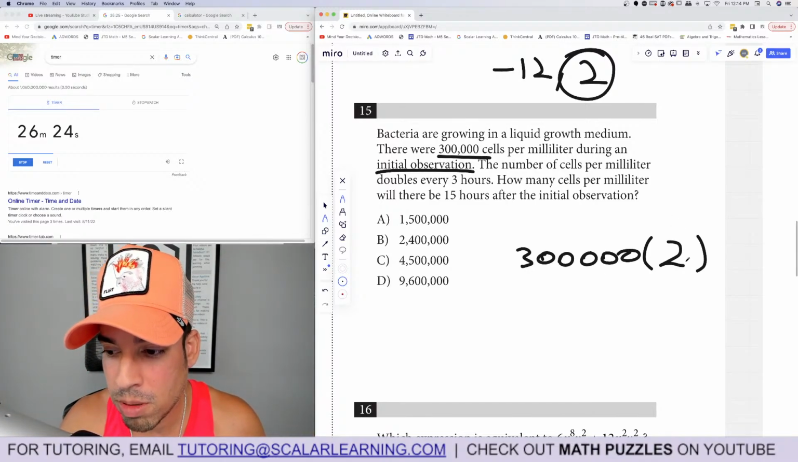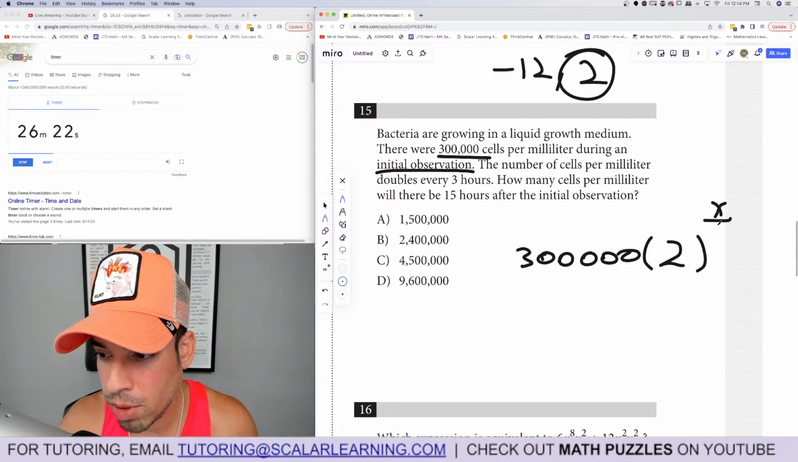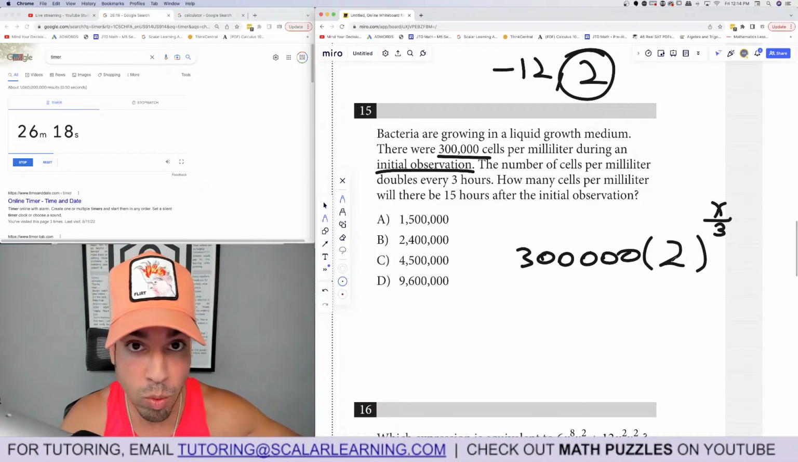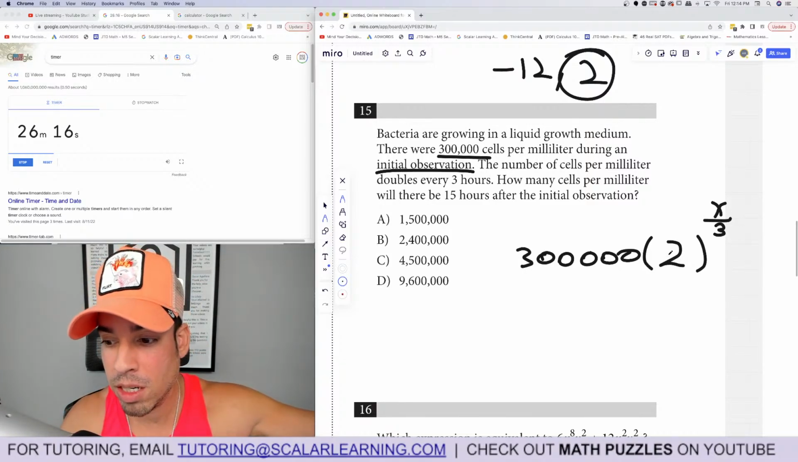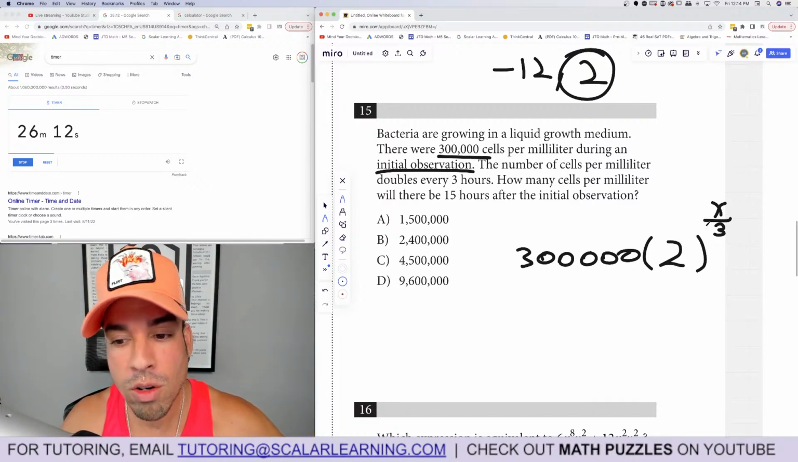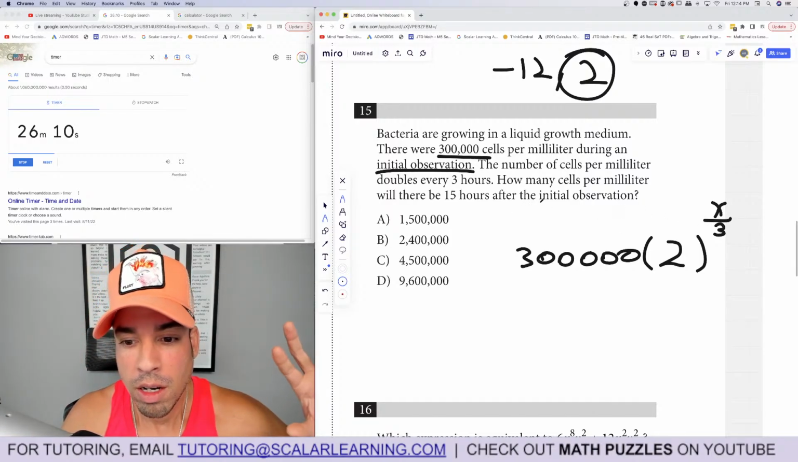So it's doubling every 3 hours. This means when I plug in 3, it's going to be like 2 to the first power. It's going to double once. When I plug in 6, it's going to be 2 to the second, right? 6 over 3 is 2. So I know I've got an accurate representation.